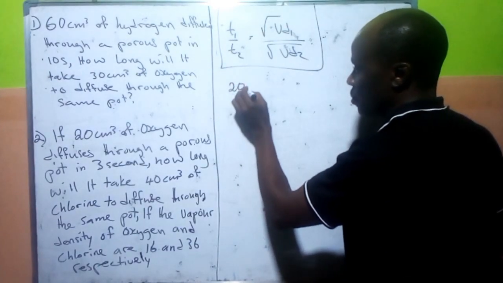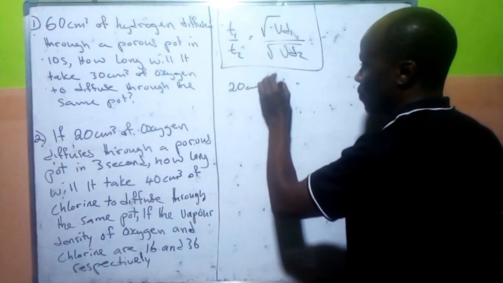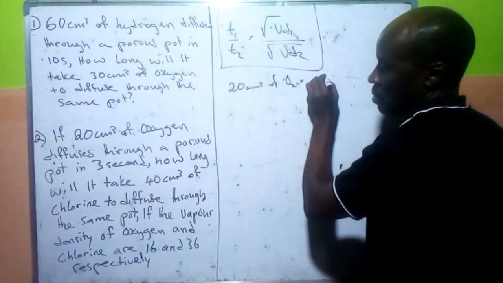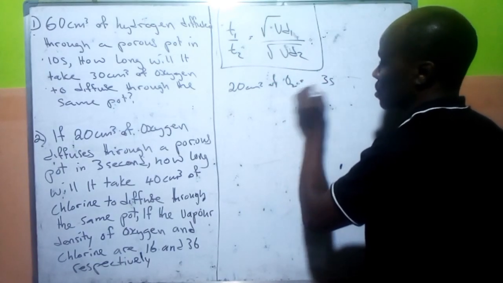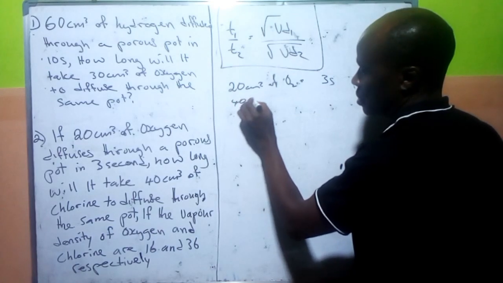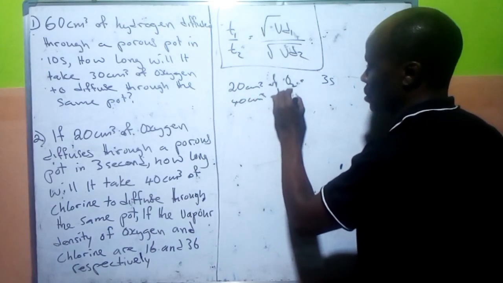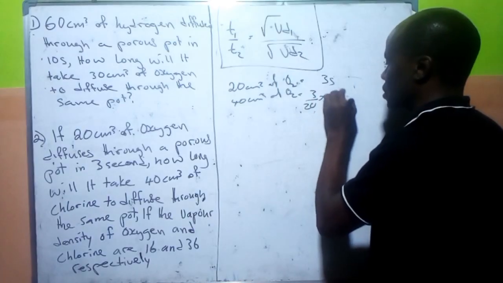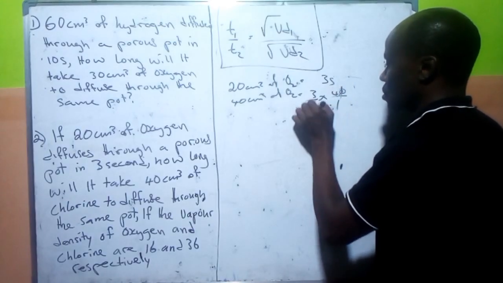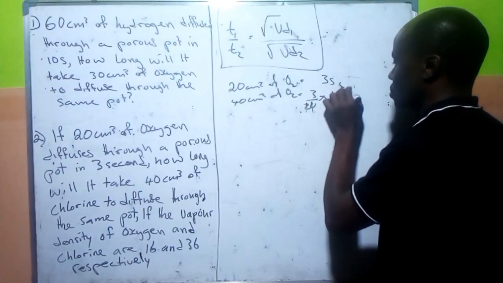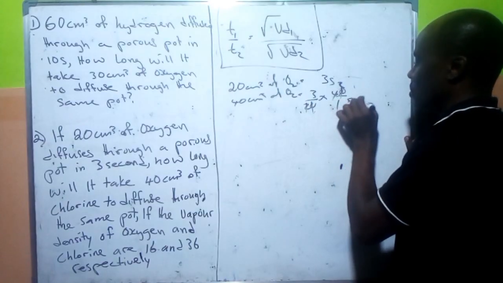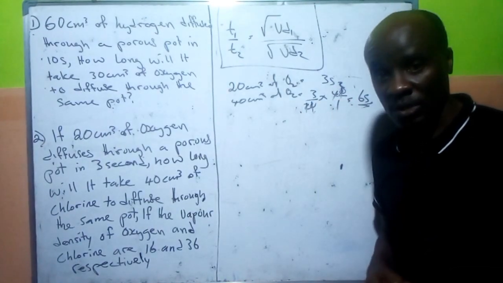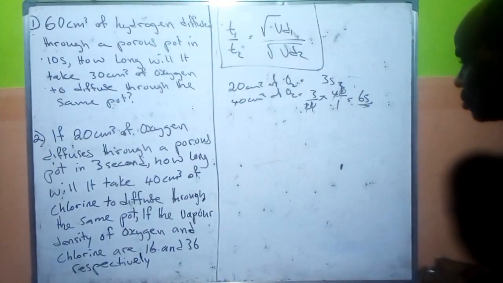If 20 cm cube of oxygen takes 3 seconds, then 40 cm cube of oxygen will be 3 over 20 times 40 over 1. This will go, this will go. We have 2 times 3, which gives us 6 seconds. That's 6 seconds. So if you have any question, you can leave your question in the comment section. We'll always attend to you.